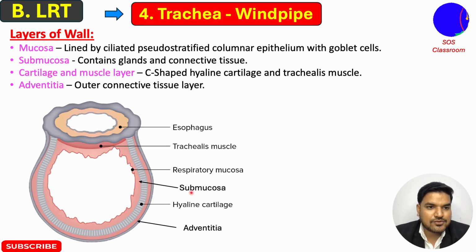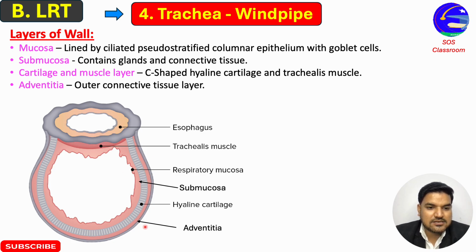Next layer is the submucosa. Submucosa contains glands and connective tissue. The third layer is the cartilages. These are C-shaped cartilages made of hyaline cartilage. Posteriorly, you can see there is no cartilage, and the closing is done by the trachealis muscle.